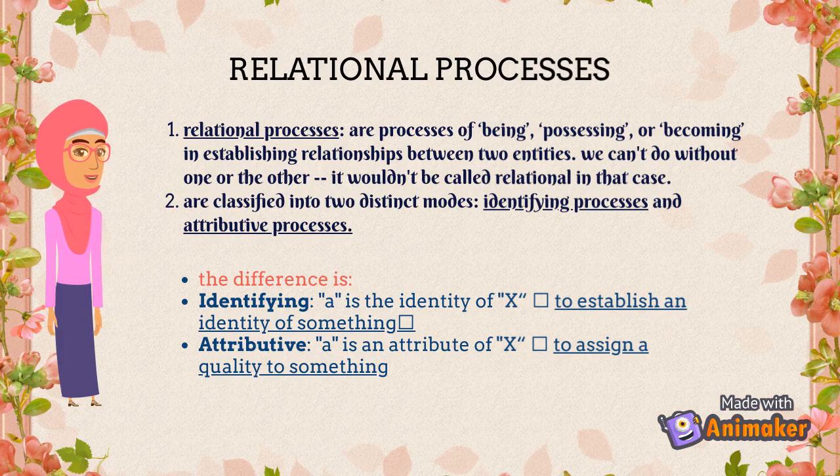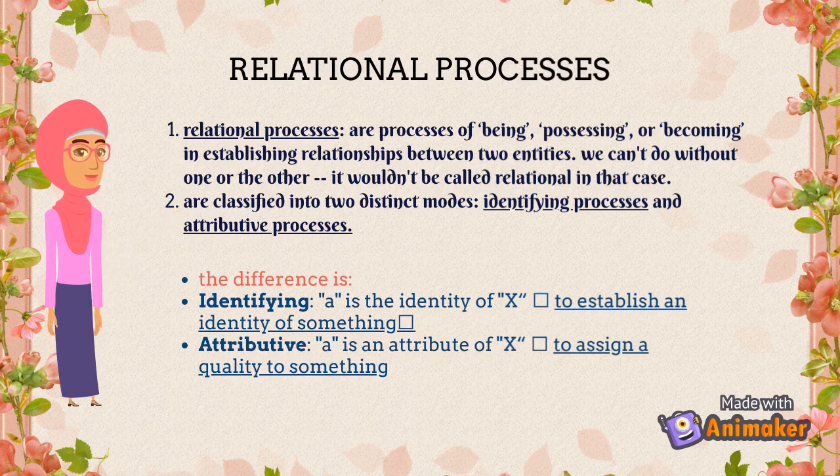Relational processes are processes of being, possessing, or becoming in establishing relationships between two entities. We can't do without one or the other. If there is only one entity in the clause, it wouldn't be called relational. Relational processes are classified into two distinct modes: identifying processes and attributive processes.